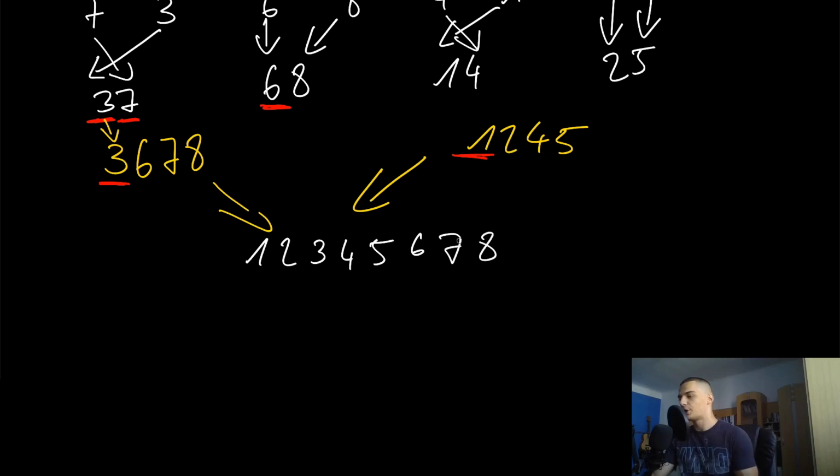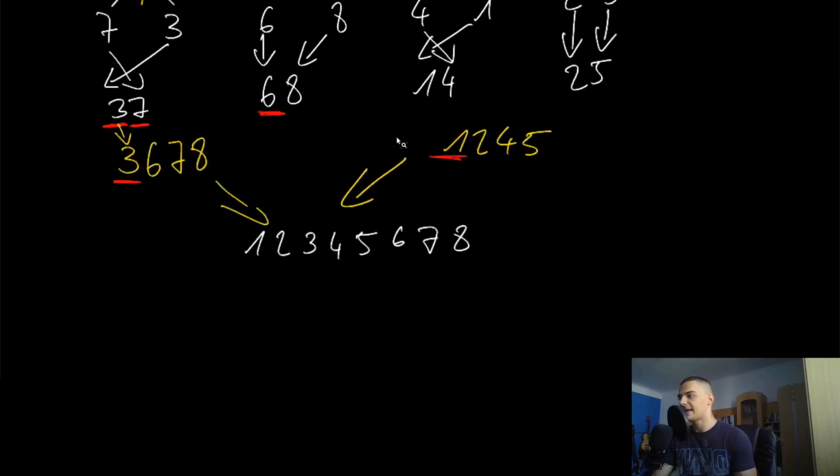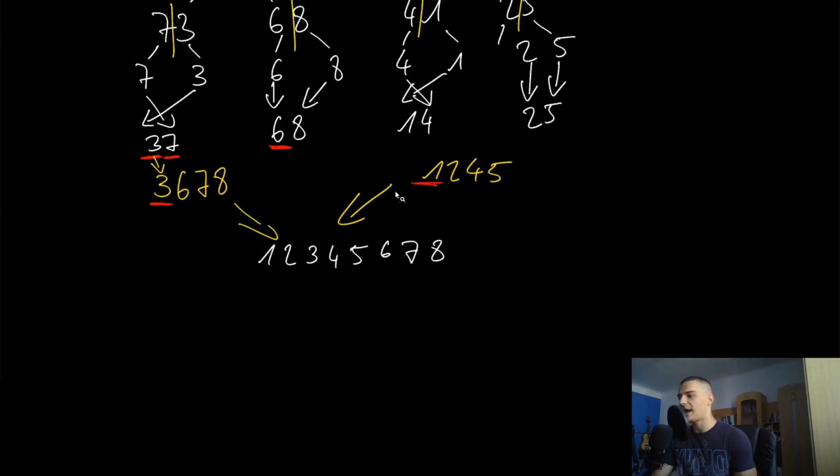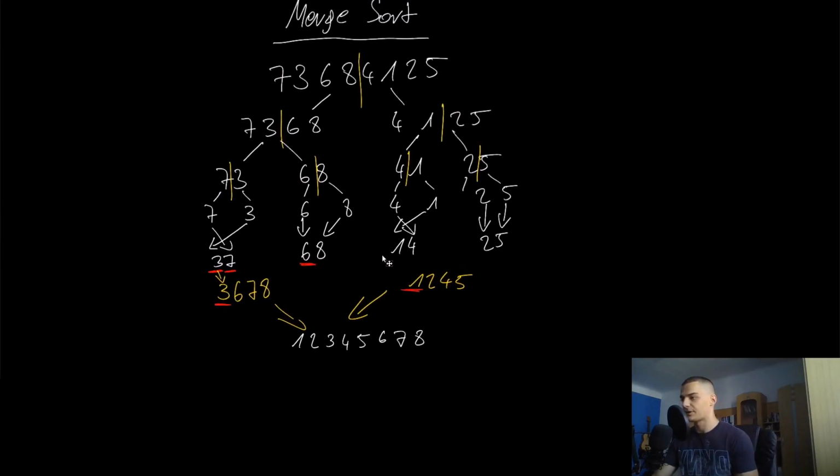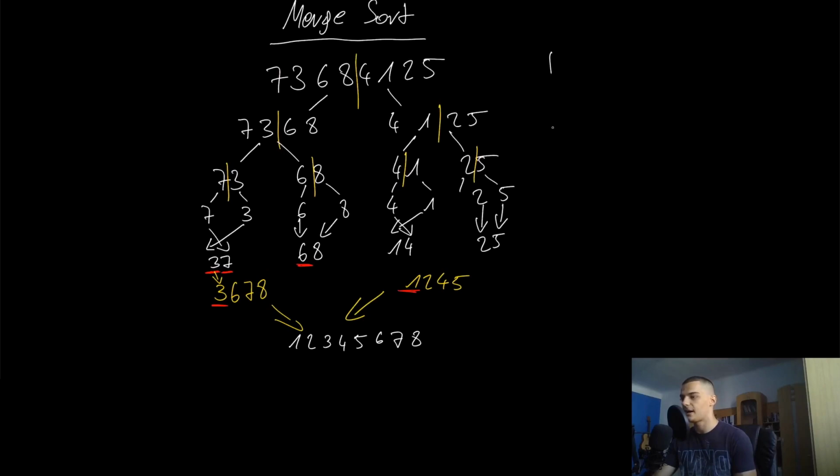This is how you merge the list. And as you can see, this is a way more efficient way because you don't have to compare all the elements. You just compare the first two elements of the list, or the first two elements that are left in the list, in order to figure out how to sort the list.